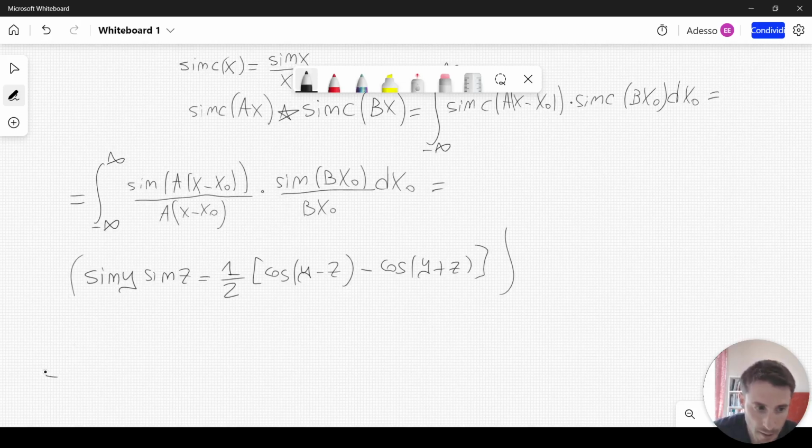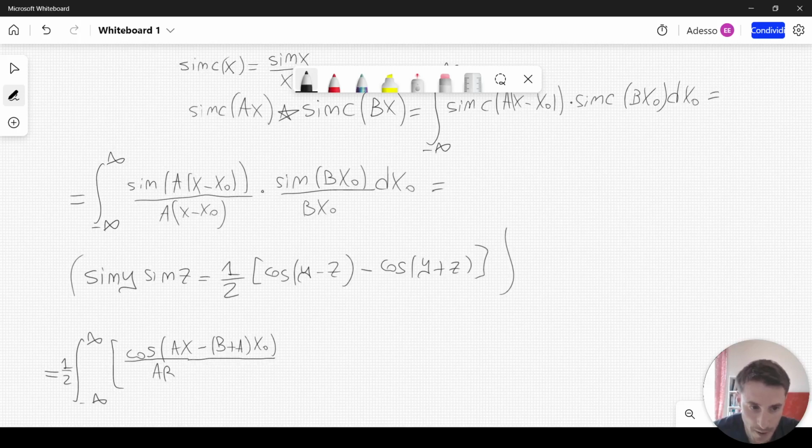Let's use this identity and replace the identity here in the integrand. So we have the integral from minus infinity to plus infinity. Then you have a factor of 1/2, which you can factor out of the integral. You have the cosine of ax minus (b plus a) x0, and then we divide it by a times b, and then we get (x minus x0) times x0, and then we have a minus cosine of ax plus (b minus a) x0, and we divide it by ab (x minus x0) x0.